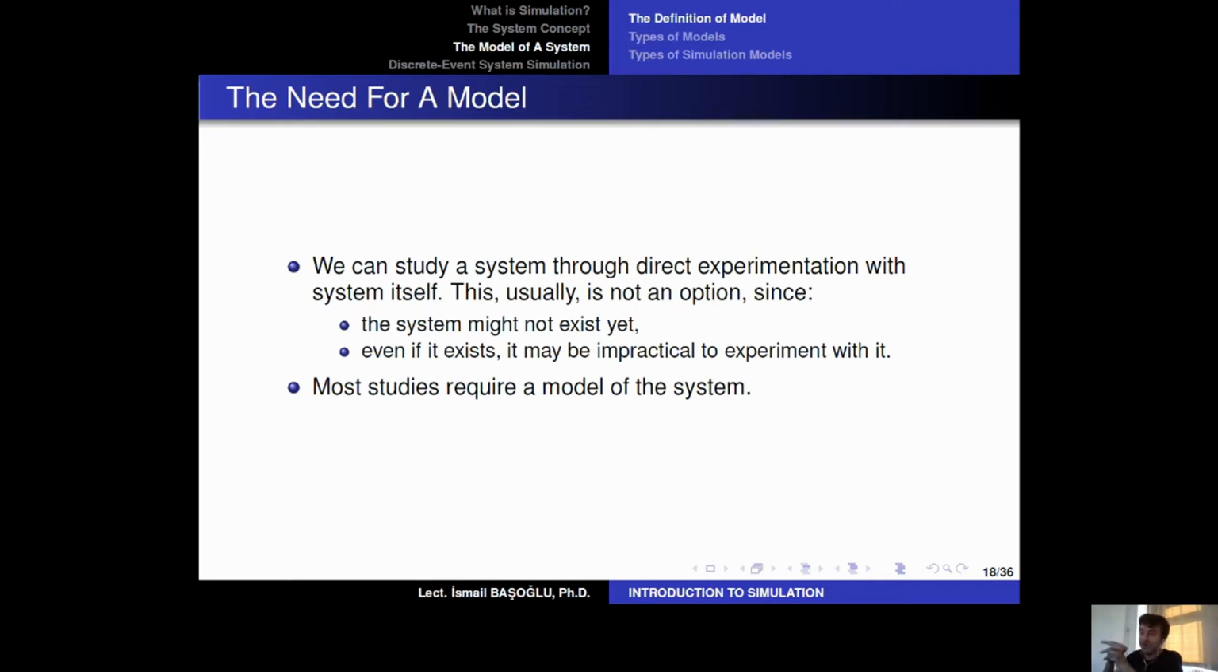Or it may not be practical to experiment in the system. Even if the system exists, it may not be practical. As I have told you, you are trying to, for example, experience a new service policy in a bank. So you cannot just say to your customers, we are trying a new policy today. It is just an experiment. I don't know if you are going to like it or not, but today is going to be like this. So this is not possible in usual cases. So sometimes the system may not allow experimentation as well. Because of that reason, most studies on real systems require a model of this system.